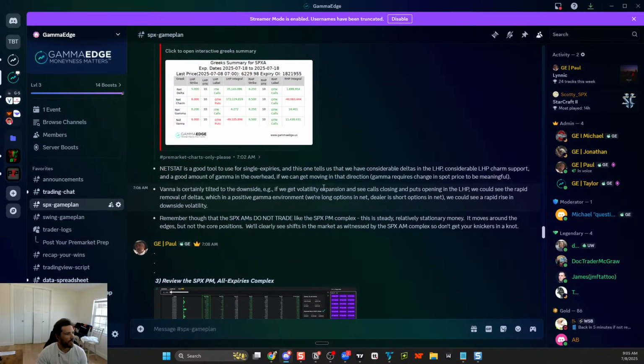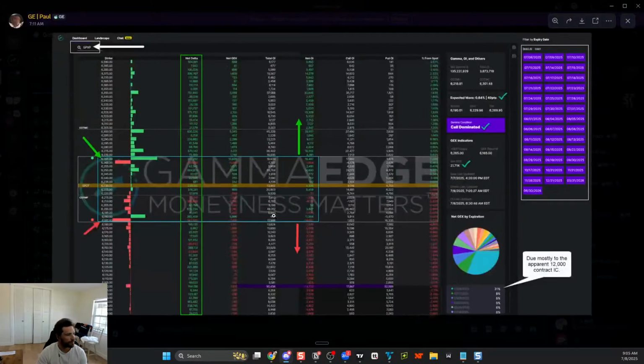Next, looking at SPXP, this is more of your short-term tactical traders. You can see there's only 4 million contracts relative to the 14 million in the SPXA. So this is your faster moving money. It's going to turn over quicker.